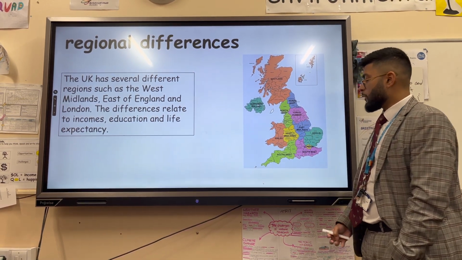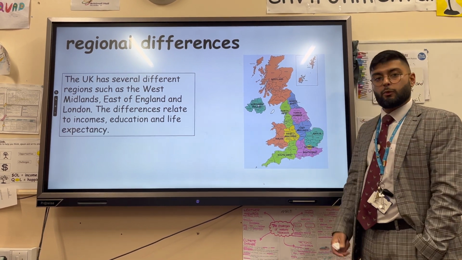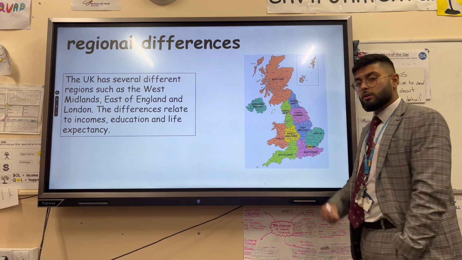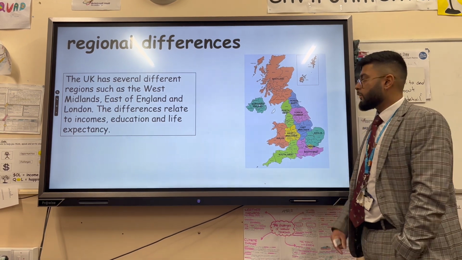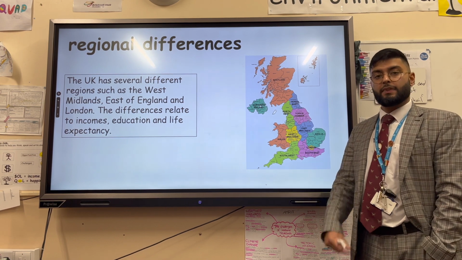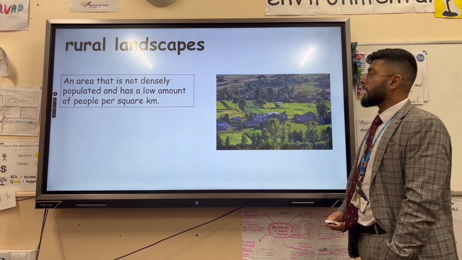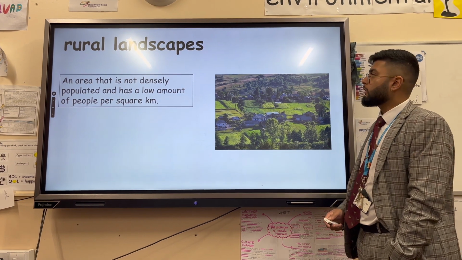So the UK is split up into lots of counties or regions. For example, we live in the West Midlands, but we also have London and the South East as different regions, and there will be differences in those regions, in their income, in their life expectancy, and lots of other development indicators and factors of social life.